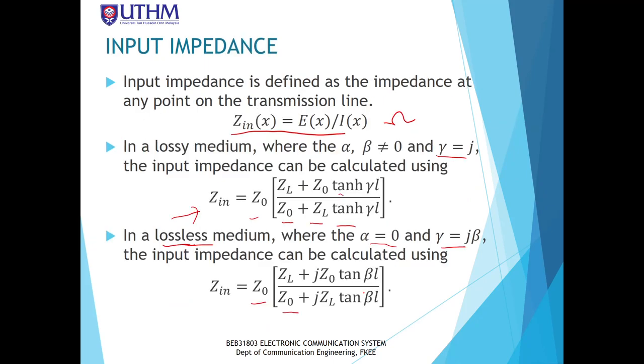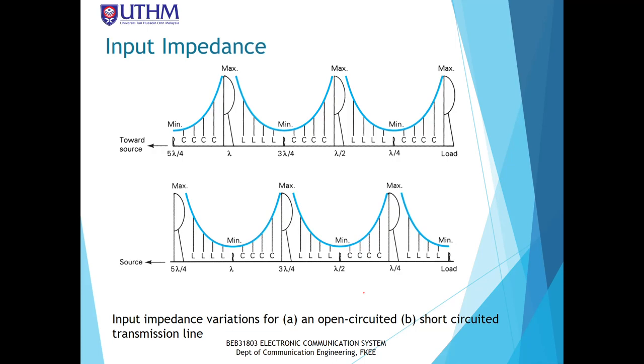Okay, so this is input impedance. So remember the difference between input impedance and characteristic impedance. Input impedance is based on a specific point on the transmission line, while the characteristic impedance does not depend on the length of the transmission line. That's the main difference. So input impedance is the impedance at a specific point on the transmission line.